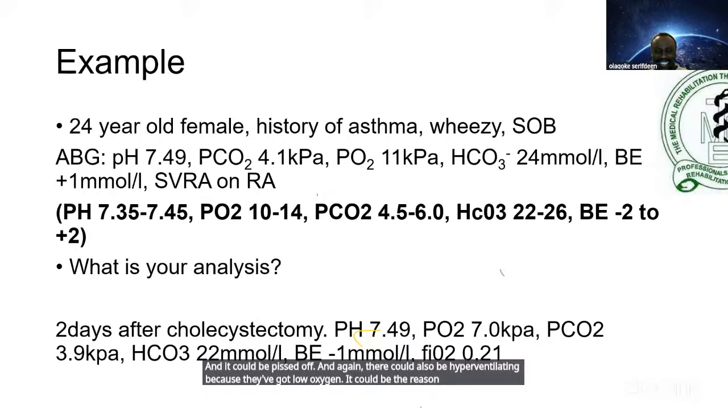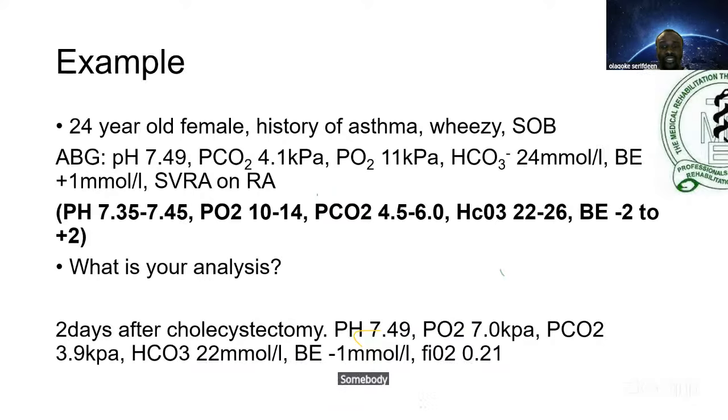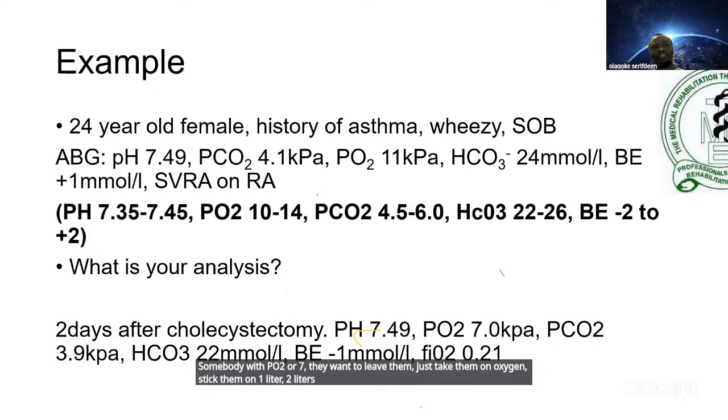You correlate many things. You go to their bedside, they are hyperventilating, you get access to their ABG, and their PO2 is not fine. What do you want to do? Somebody with a PO2 of 7, do you want to leave them? You stick them on oxygen. Stick them on 1 liter, 2 liter, start going higher. Start teaching them deep breathing exercises because you are worried about their oxygen. That makes sense.